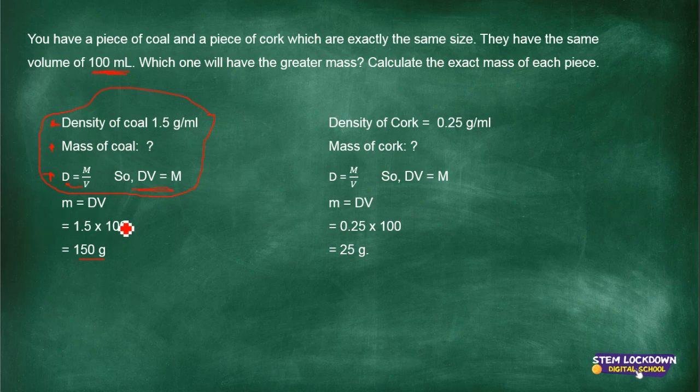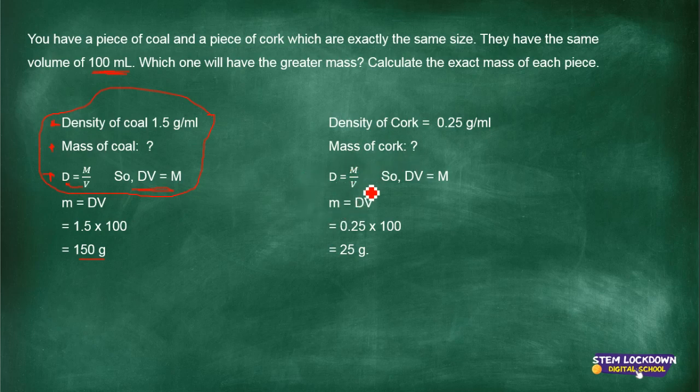So I showed you how to change the formula. So now we're going to do the same for the density of cork. We know that from the table in the previous slide, we had the density of cork. We're going to find the mass of the cork. So we apply our formula.